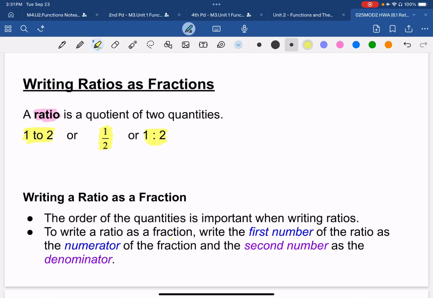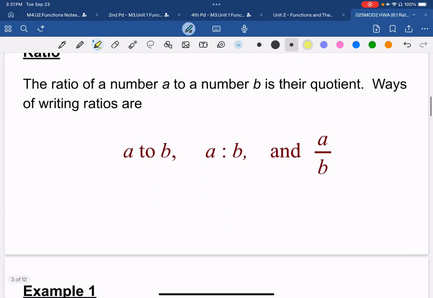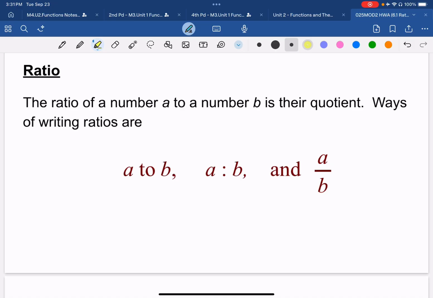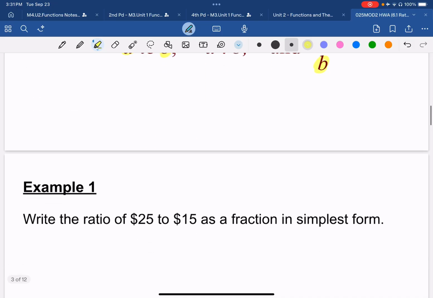So to write a ratio as a fraction, we always want to make sure that the first number of the ratio is written as the numerator, and then the second number is always going to be your denominator. Remember, the numerator is on the top and the denominator is on the bottom. So in your ratio, the ratio of a number A to a number B is going to be the quotient, and it's always going to be written, like I said, with that first number as your numerator and the second number as your denominator. So let's look at some examples.